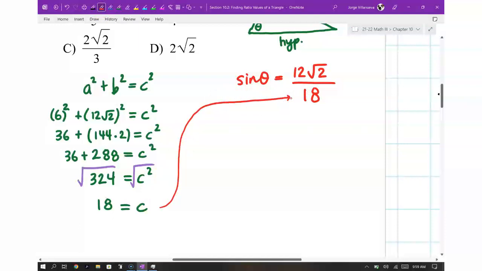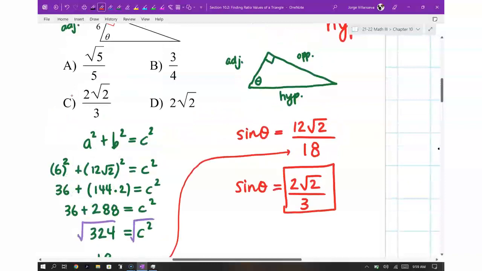Okay, all you have to do now is simplify. So sine of theta is equal to 12 over 18. What can I divide those by? What do you think? I know a 2 will work. A 6, yeah, a 6 will work really well. 12 divided by 6 is 2, so this will be 2 radical 2 over, and 18 divided by 6 is 3. This is my answer. So that's right here.